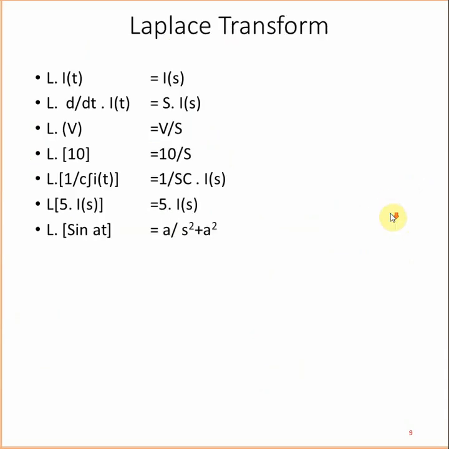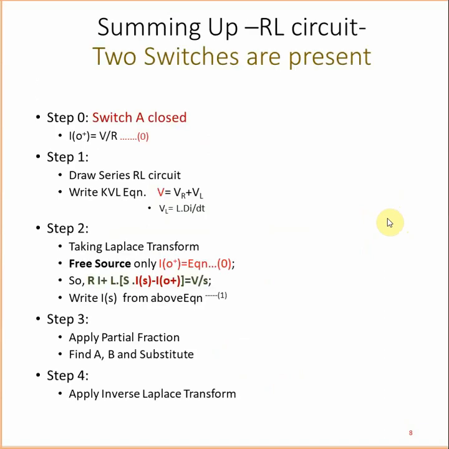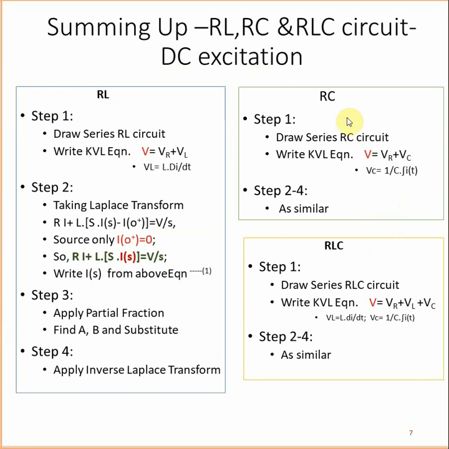Okay, before we see the derivations, let me explain very simply. What I want to see are RL circuit, RC circuit and RLC circuits, only for DC excitation. If it is only one switch, then all have the same 4 steps. Step number 1 KVL, step number 2 Laplace transform, step number 3 apply the partial differential equation, step number 4 inverse Laplace transform.